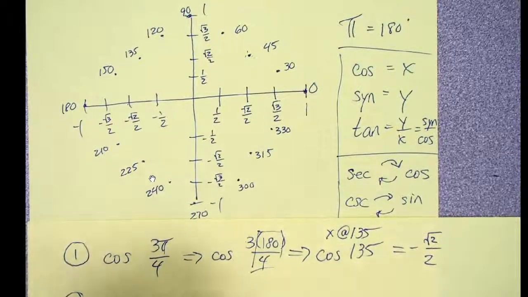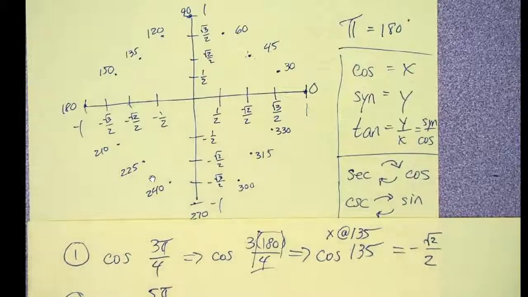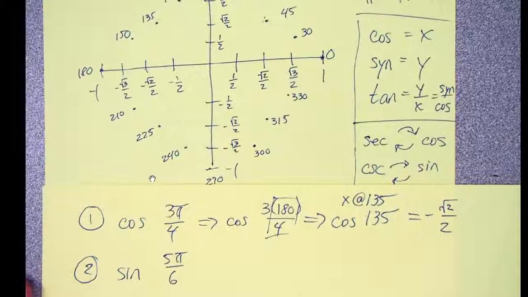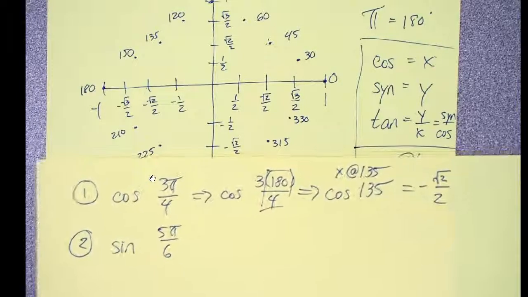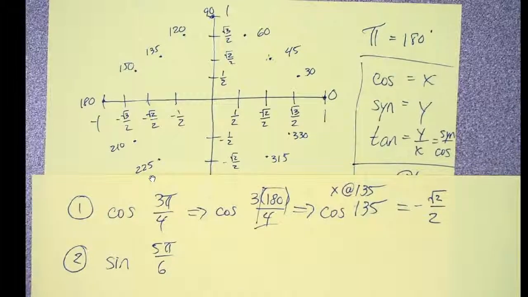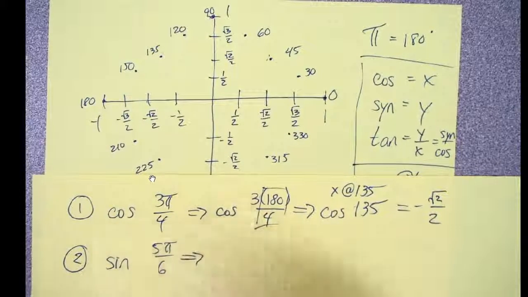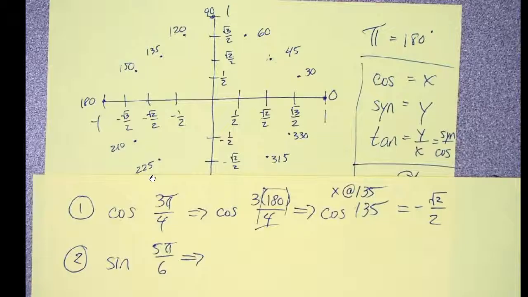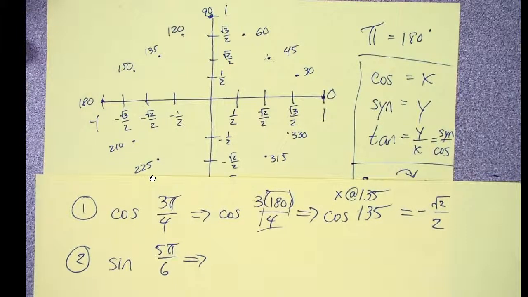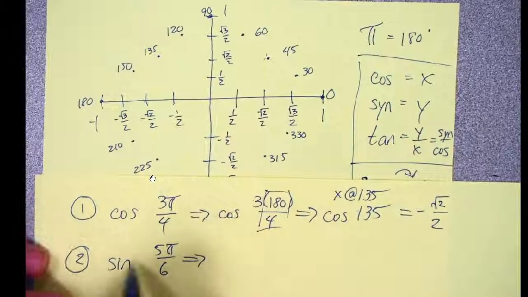Let's say sine of 5 pi over 6. All right, so think through the same process here. If you want to pause the video, try this on your own, and then restart it to make sure that you did it right. That's probably a good idea. If you're not quite ready to do that yet, then just keep watching. So sine of 5 pi over 6.